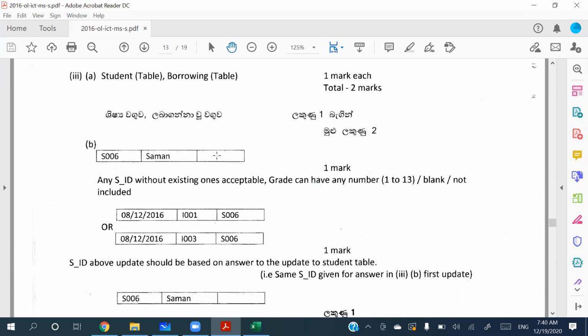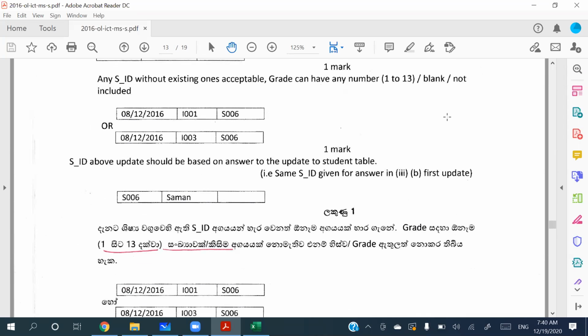And for the other records, any IID, as I showed you, I001 can be there, I003 can be there, but the student ID should be the student ID that you have used. If you have used S001, then instead of S006, there should be S001, right? Okay, that's how it happens.